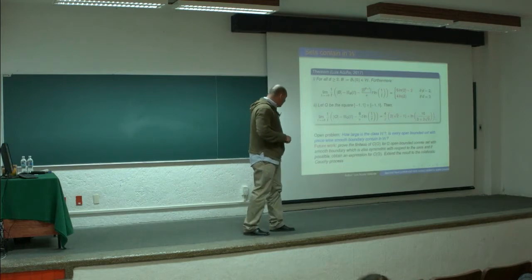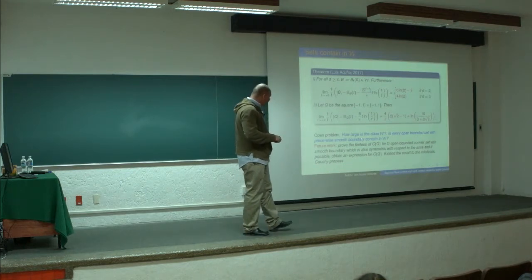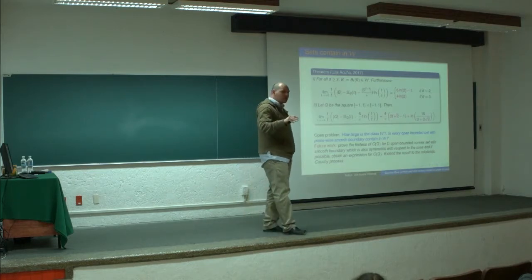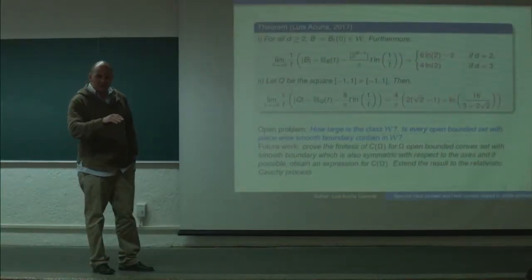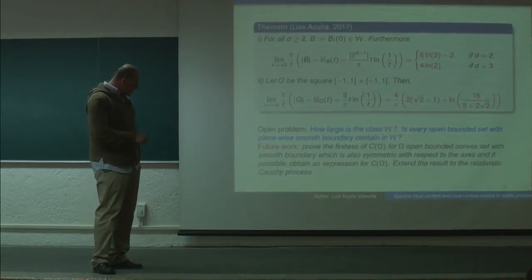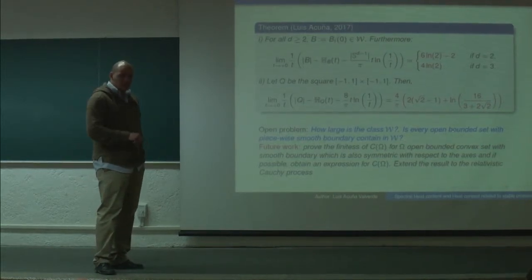And there is also another result that I would like to do, which is to extend the result to the relativistic Cauchy process. Because it turns out the relativistic Cauchy process for small time behaves like an alpha stable process, and for large time it behaves like a Brownian motion. So this is telling me that maybe it's possible to extend the result for the relativistic Cauchy process.